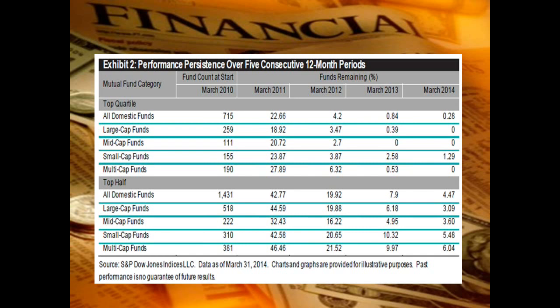You know, it gets even more dramatic if you go out to 5 years. And this chart is the same calculations, but based on 5 years instead of 3. So starting in March of 2010, there were 715 mutual funds in the top quarter, top 25%. 5 years later, March of 2014, 0.28%. Less than 0.5% of mutual funds that were in the top quartile managed to stay there.